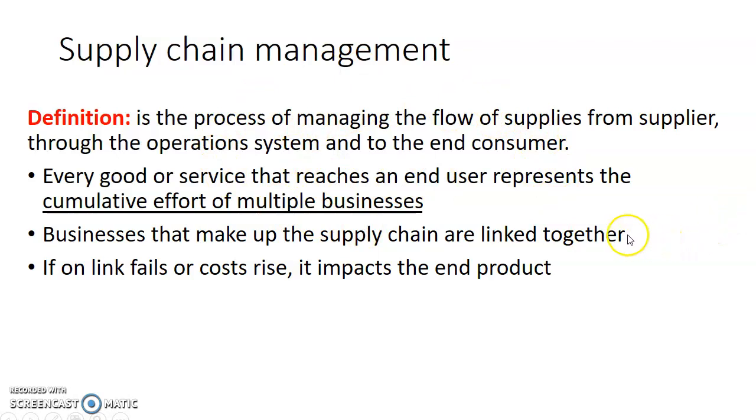Now again, every product that reaches the end customer goes through these processes. So it has input that goes to the operations area where the goods are actually manufactured, and then it is passed on to the end customer. It is the cumulative effort of multiple businesses. Businesses that make up the supply chain are linked together. That makes the business really easy to run. And if one link fails or costs rise, it impacts the end product. For example, if the supplier is increasing the price of the inputs, it is going to affect everything. The end consumer is going to pay all the prices.